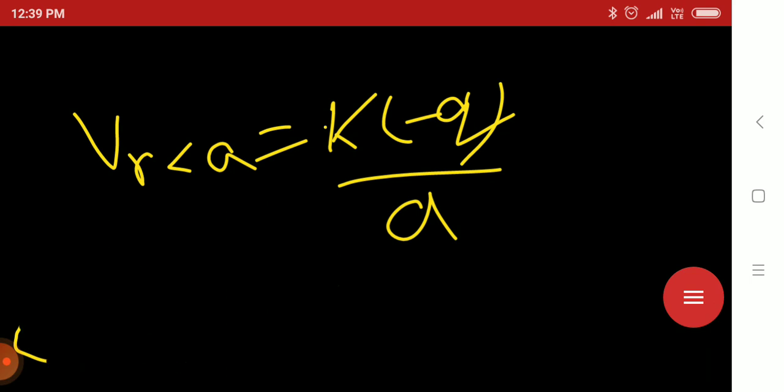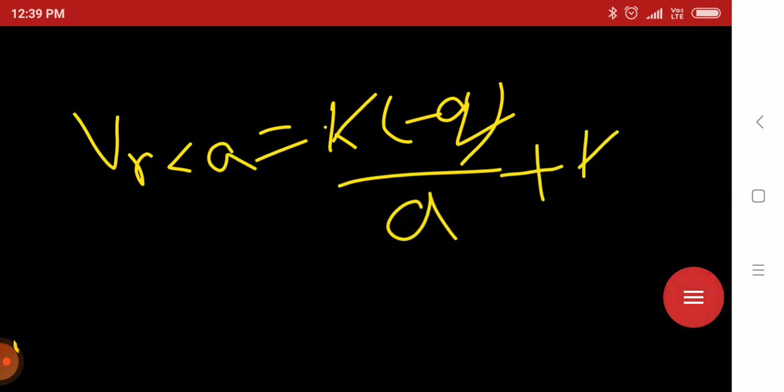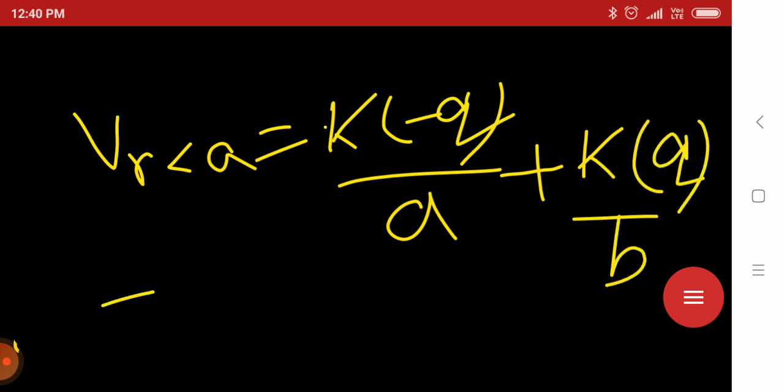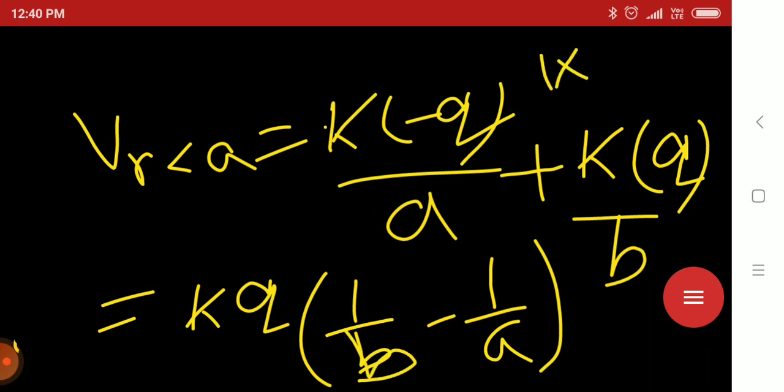So first, due to surface of radius a, k minus q by a, plus due to surface of radius b, k into q by b. So taking common kq, the potential at distance r less than a is kq into 1 by b minus 1 by a. This is the answer, where k is 1 by 4 pi epsilon naught.